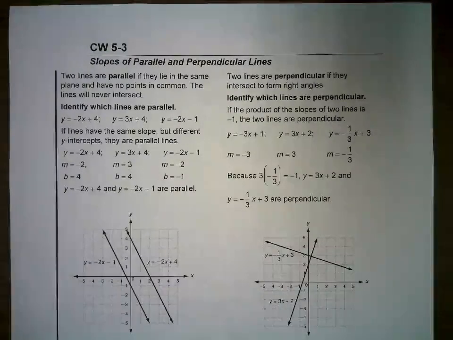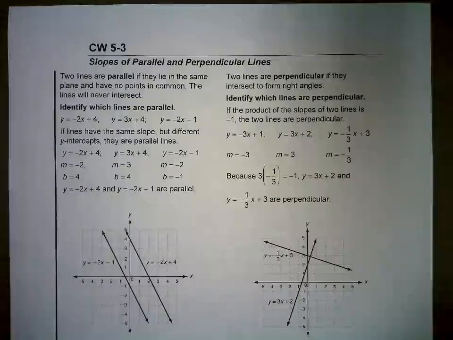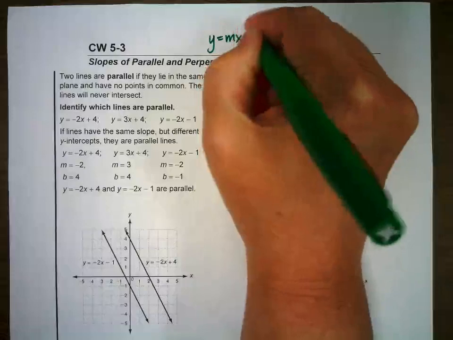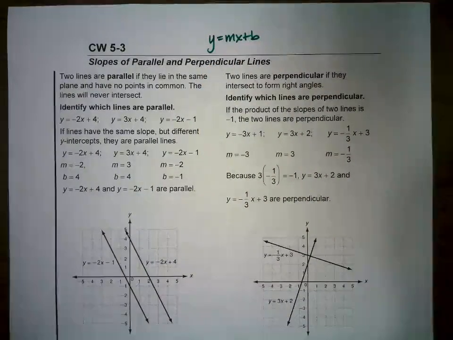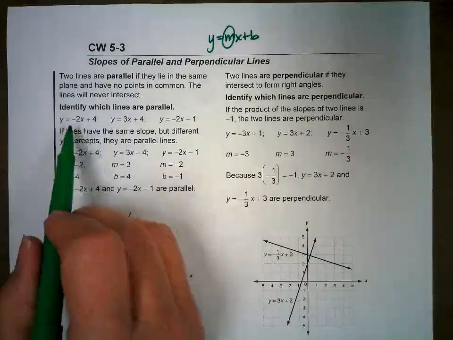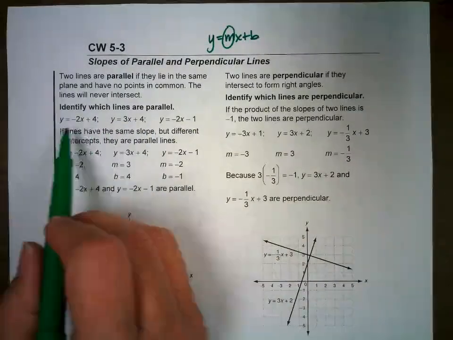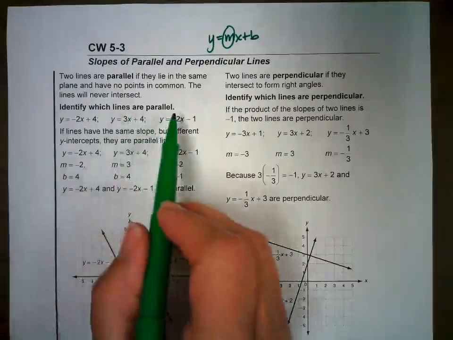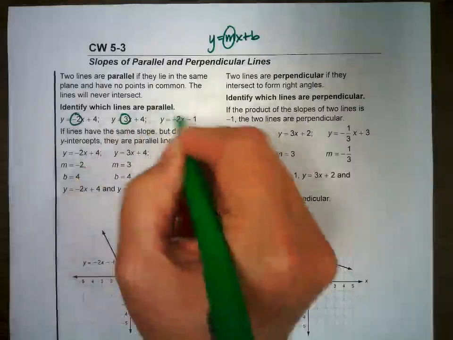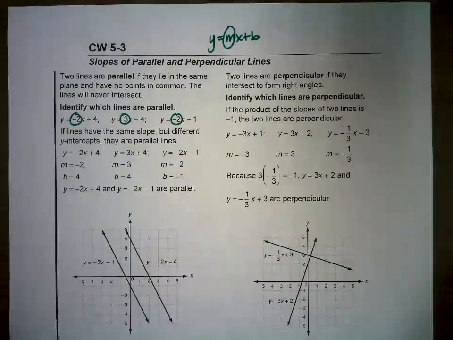Hey guys, so this is going to be a lesson about the slopes of parallel and perpendicular lines. And if your equation is written in slope-intercept form, that's our y equals mx plus b form, it's really easy to pick out the slope, right? Because it's m. So if I have three equations that look like this, and I want to know which ones of these lines are parallel? Well, pick out the slope, pick out the slope, pick out the slope, and let's compare slopes.